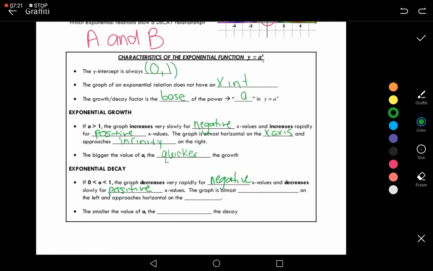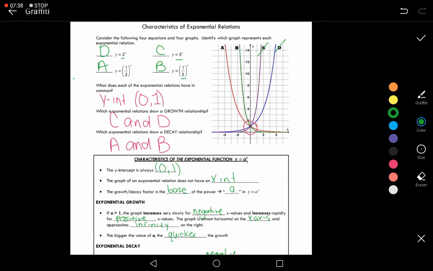So the graph is almost vertical on the left and approaches horizontal on the x-axis. Okay, so again, if this is a straight line, which it's not, but imagine it is, we can see A and B are almost exactly the same, right? They almost have the same slope. And if we look over here, we can see that the line almost becomes a horizontal line there on your x-axis.